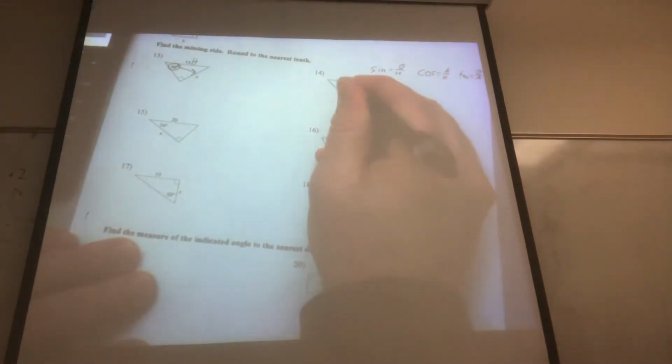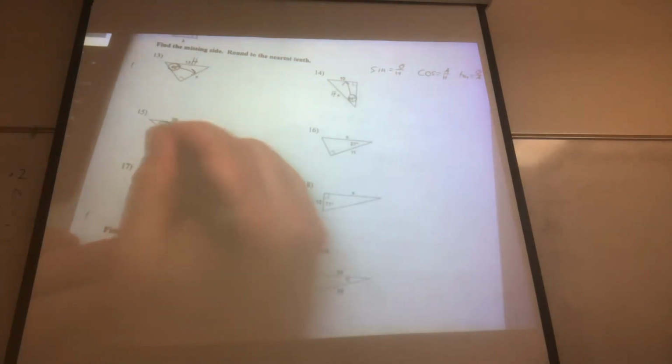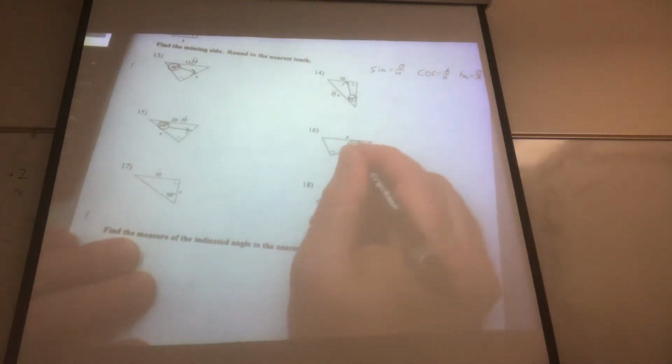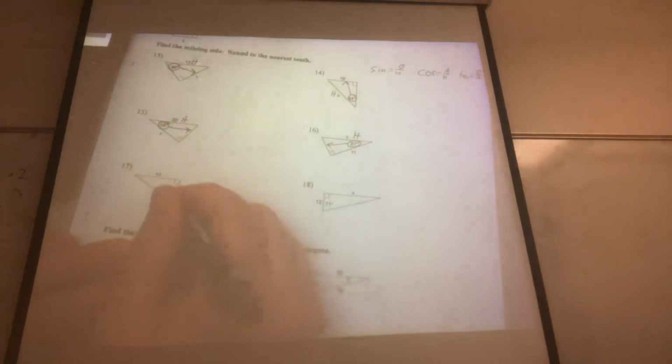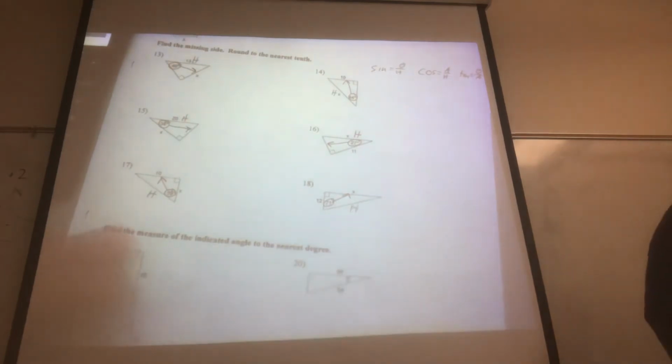Circle the angle, look across from it, label the hypotenuse. I do this every single time, and it lets me know exactly what I am supposed to use.